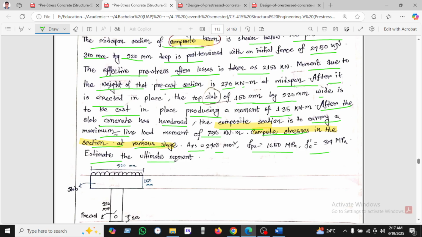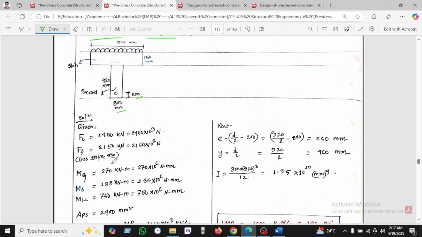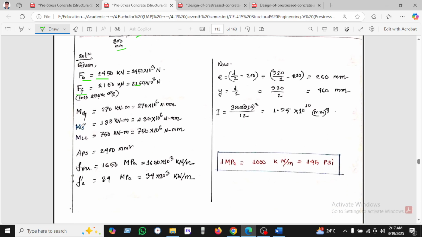Estimate the ultimate moment. Okay, so this is all the data we've been seeing here. This is the 330, this is the 20, and all the data is given. The initial force is given here. The force after the loss is given here. Mg is given here. Ms is given here. M live load is given here. FPS, the steel stress, is given here. F prime C is given here.